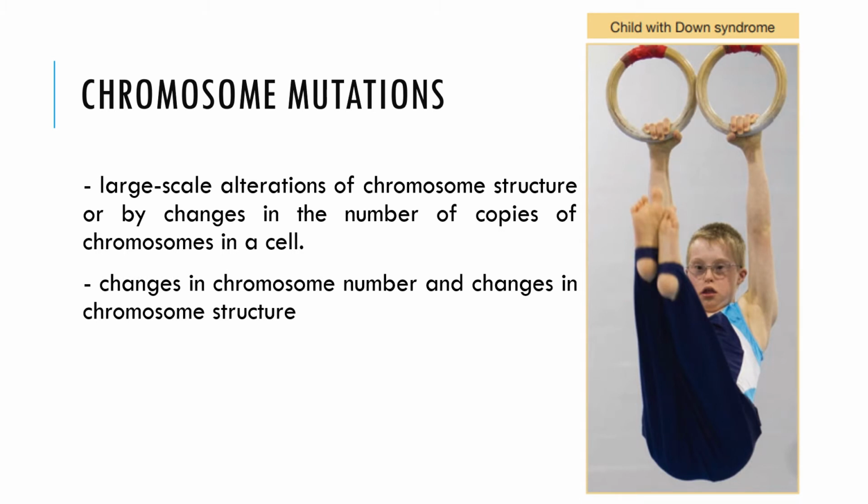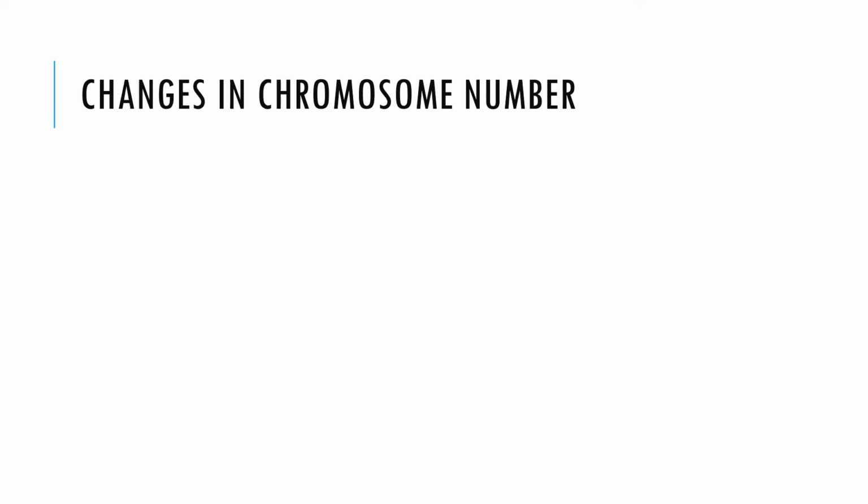Also, chromosome mutations are changes in chromosome number and changes in the chromosome structure. Changes in chromosome number are of two basic types: changes in whole chromosome sets resulting in a condition called aberrant euploidy, and changes in parts of chromosome sets resulting in a condition called aneuploidy.